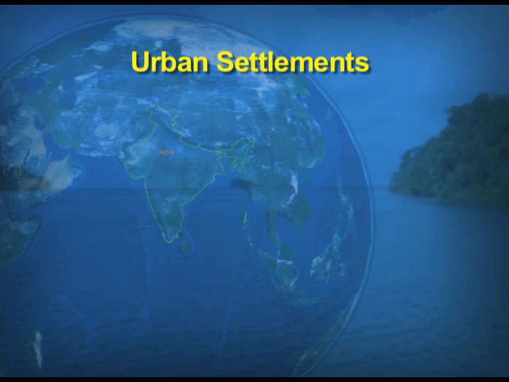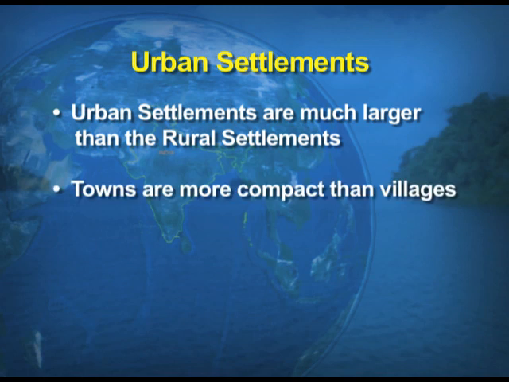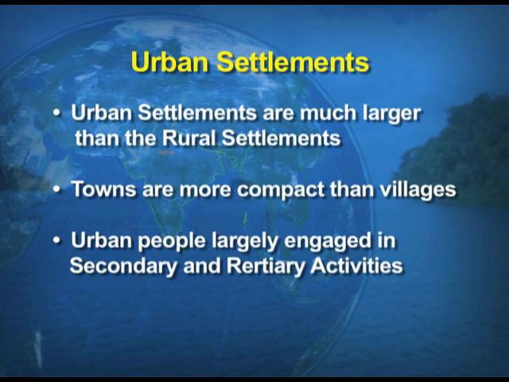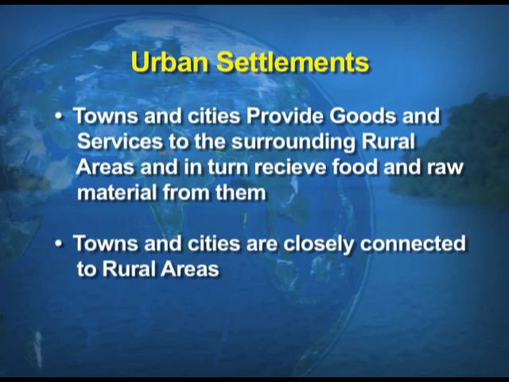What are the urban settlements? They are much larger than the rural settlements. Towns are much more compact than the villages, and urban people are largely engaged in secondary and tertiary activities. Towns and cities provide goods and services to the surrounding rural areas, and in turn they receive food and raw materials from them. Towns and cities are generally closely connected to the rural areas.